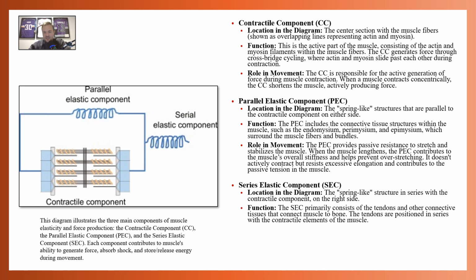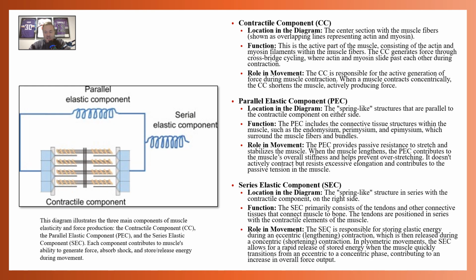The function of the SEC primarily consists of the tendons and other connective tissues that connect muscle to bone. The tendons are positioned in series with the contractile elements of the muscle, not in parallel, and that's where we get this differentiation. The role in movement is the SEC is responsible for storing elastic energy during an eccentric contraction, which is then released during a concentric contraction. In plyometric movements, the SEC allows for a rapid release of stored energy when the muscle quickly transitions from an eccentric to a concentric phase, contributing to an increase in overall force output. A lot of information, isn't it? But that breaks down this picture very well.